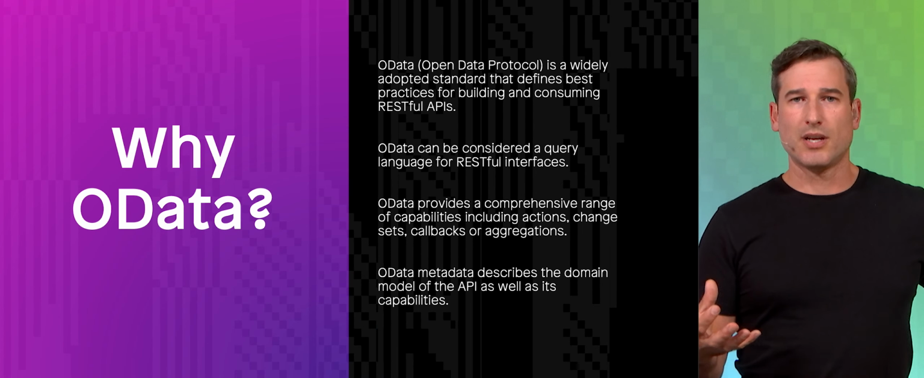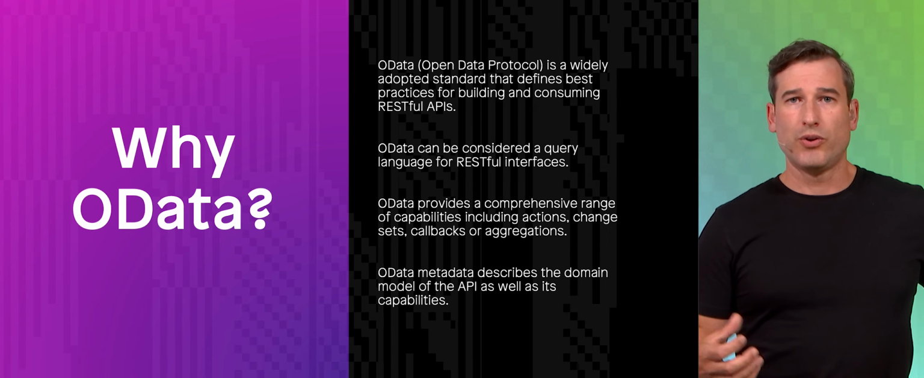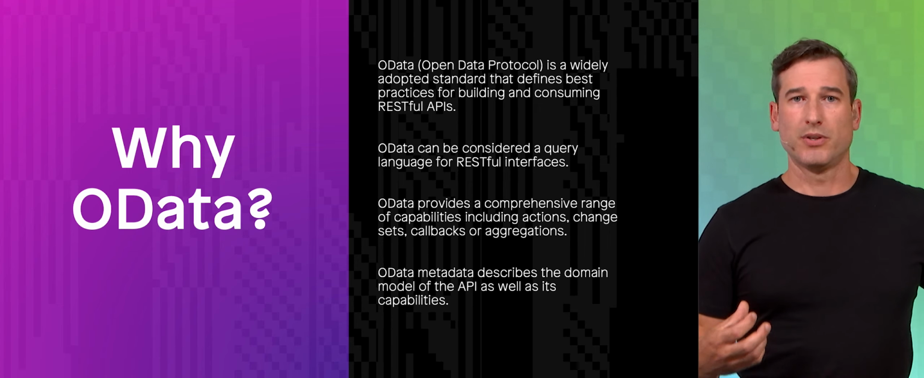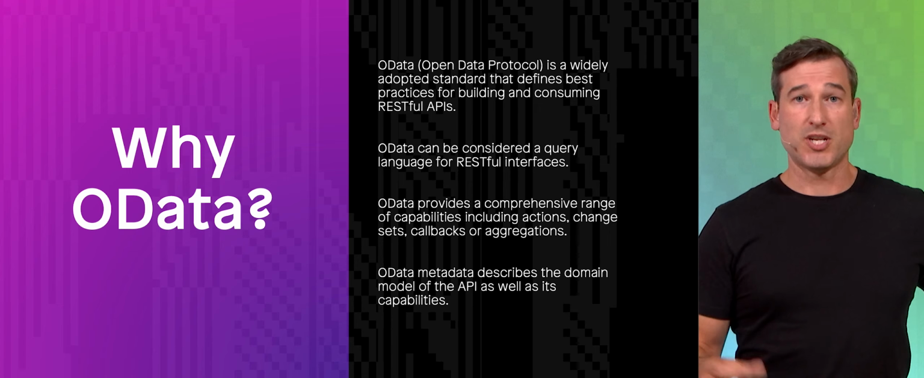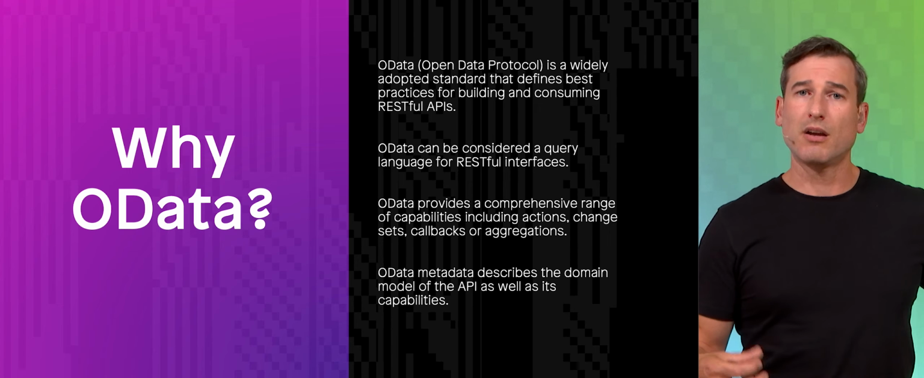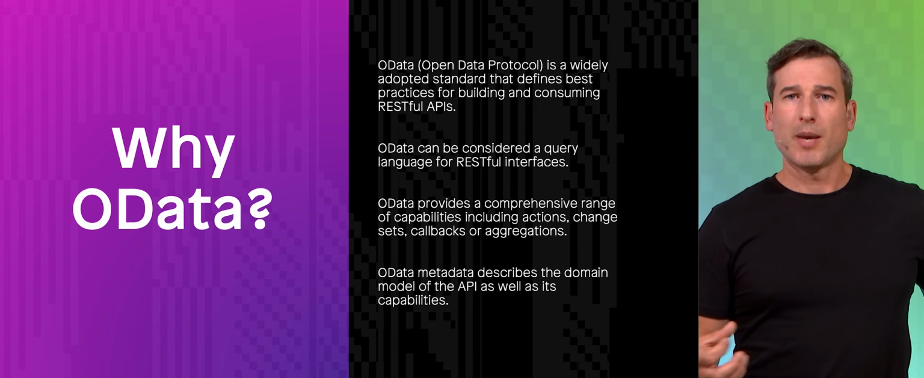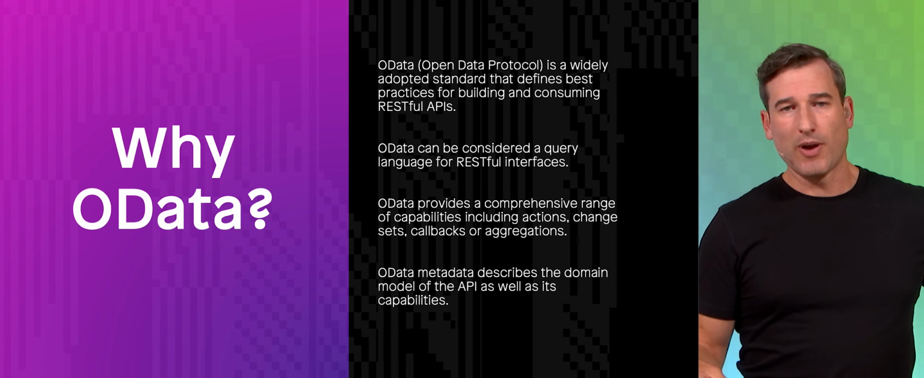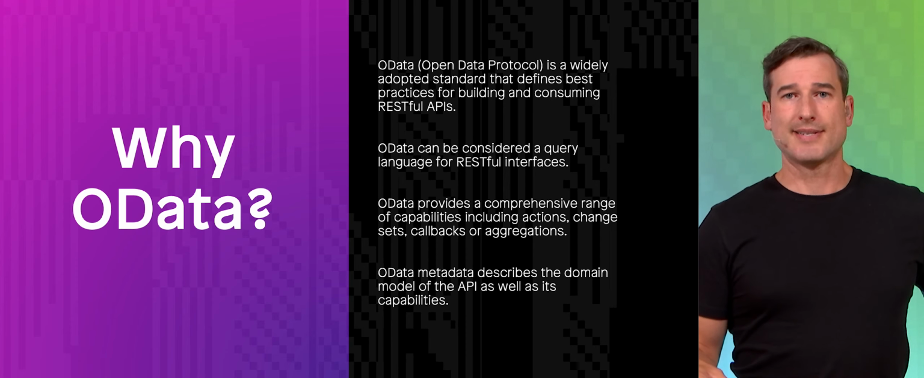So these additional capabilities could be actions, similar to get methods, for example. It could be change sets or callbacks, aggregations. A lot of these typical capabilities that you end up building in your application are already included in the standard.